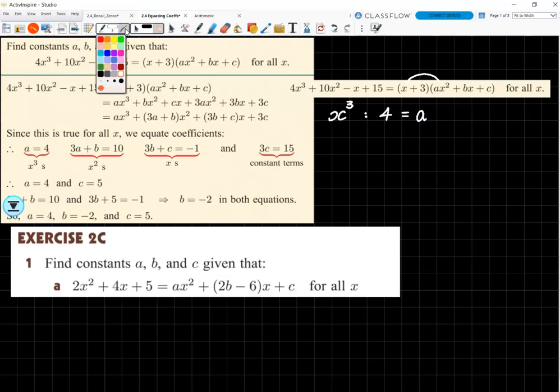Then we're going to go, let's go the next one, x squared. What's the coefficient of x squared on the left-hand side? 10. We look at the right-hand side. How do we get an x squared? We can obviously go 3 times ax squared, so I've got 3a. But can we also get it by x times x? So we've got this one here, x times bx is bx squared, so plus b.